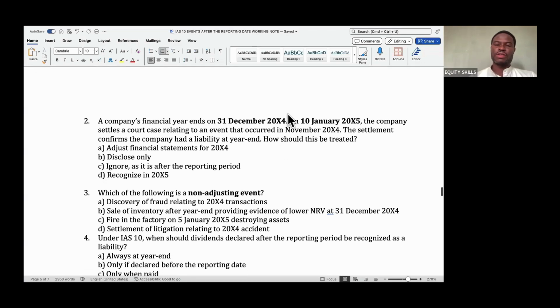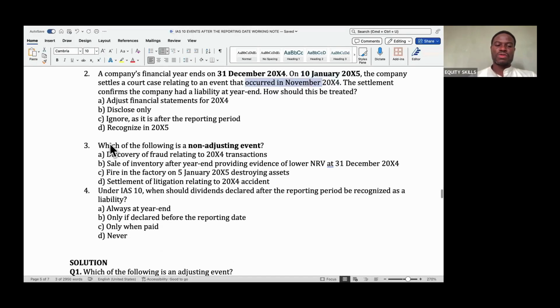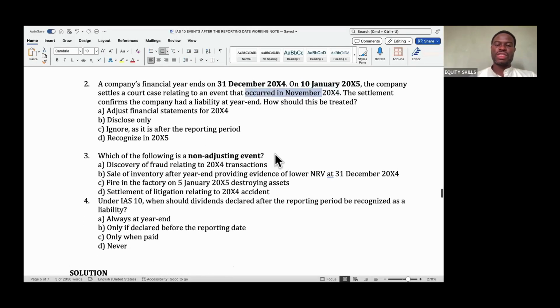That's correct, because the company settled the court case, and the event has occurred since November. So even though the settlement is happening in January, it only confirms what was existing at the year end. Okay, that's correct. Also, they said, which of the following is a non-adjusting event?